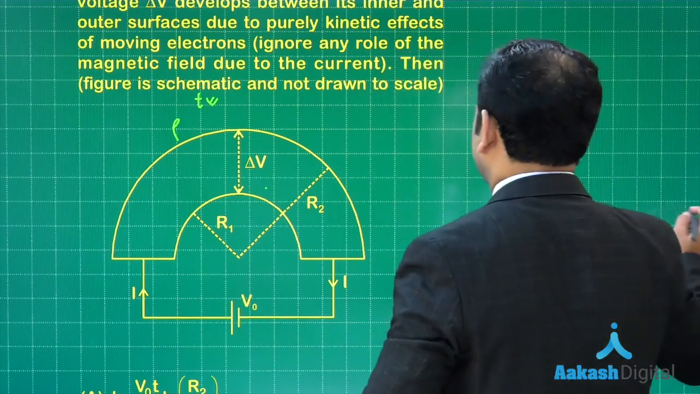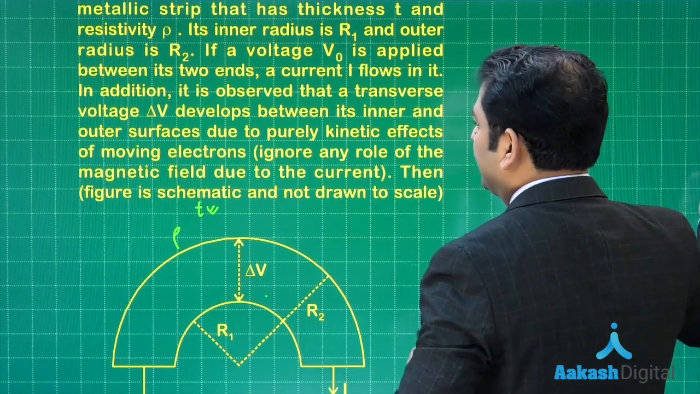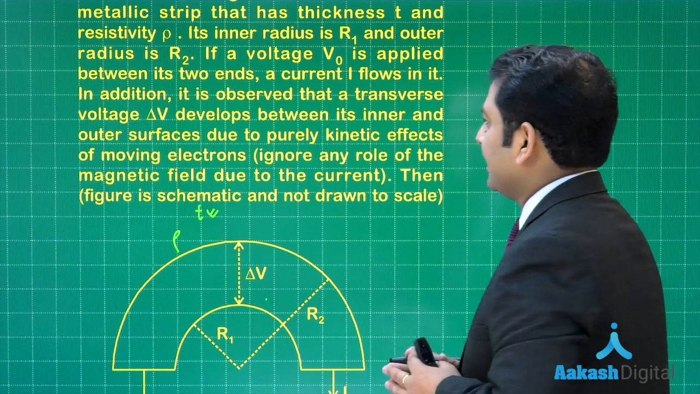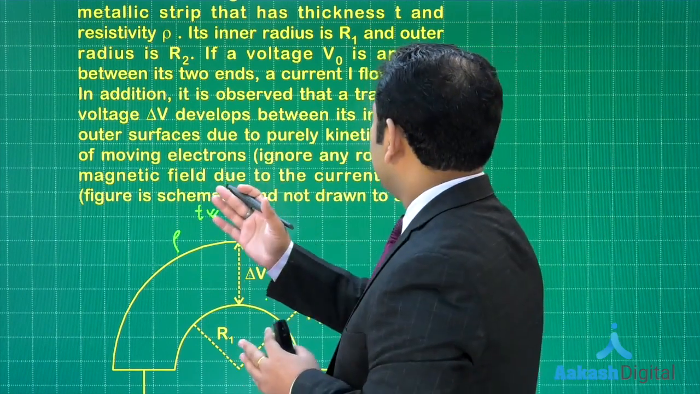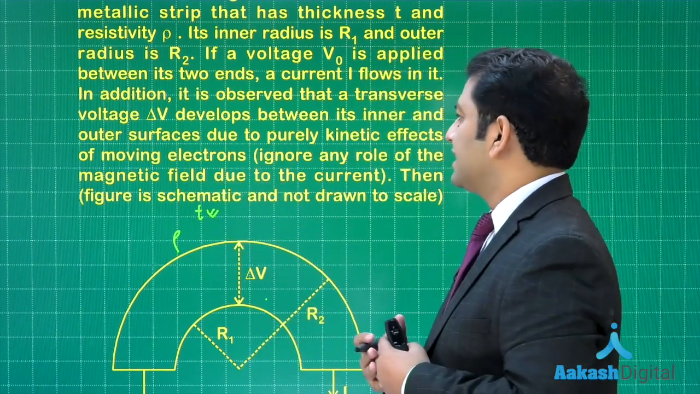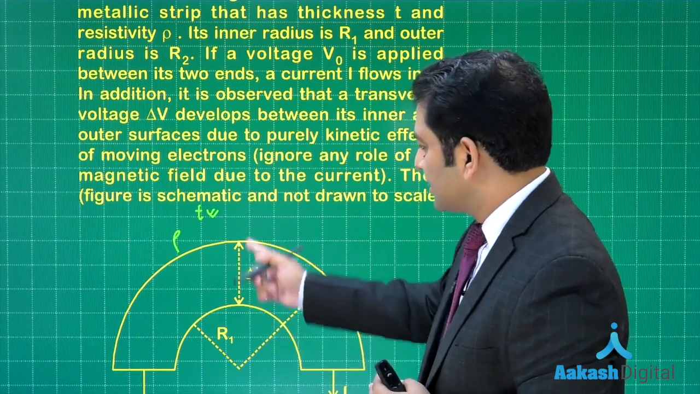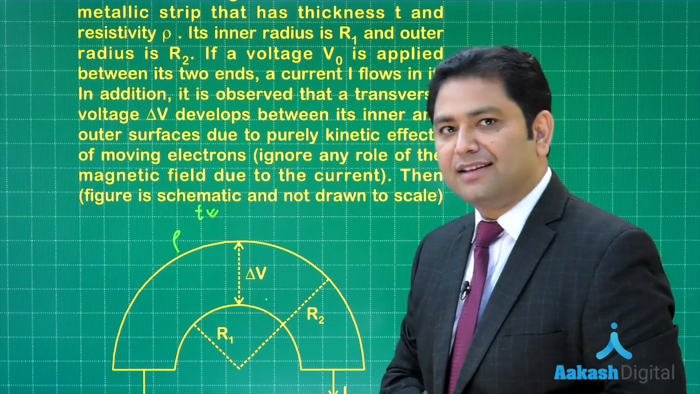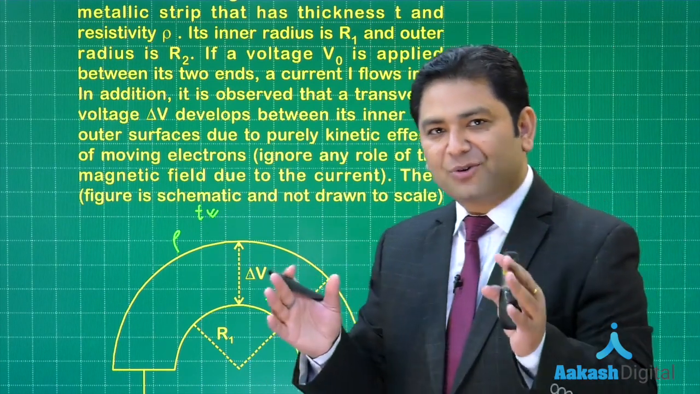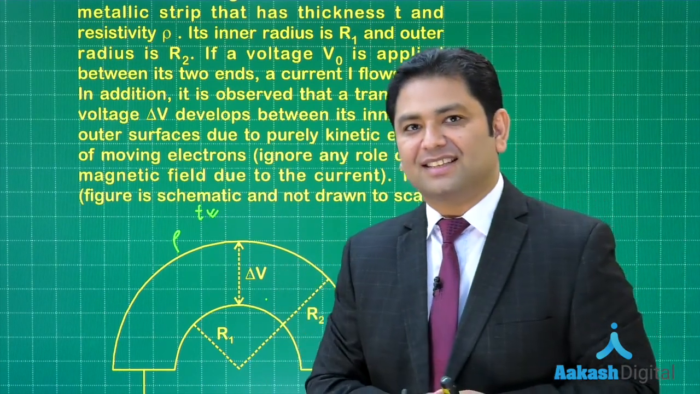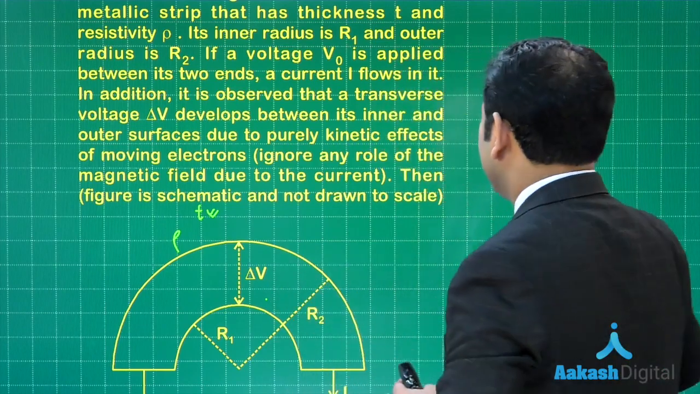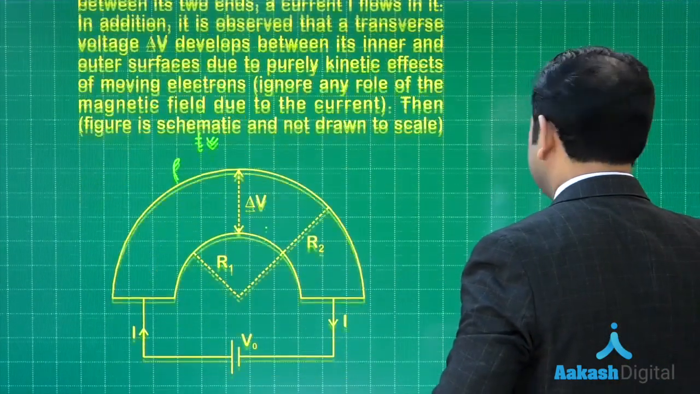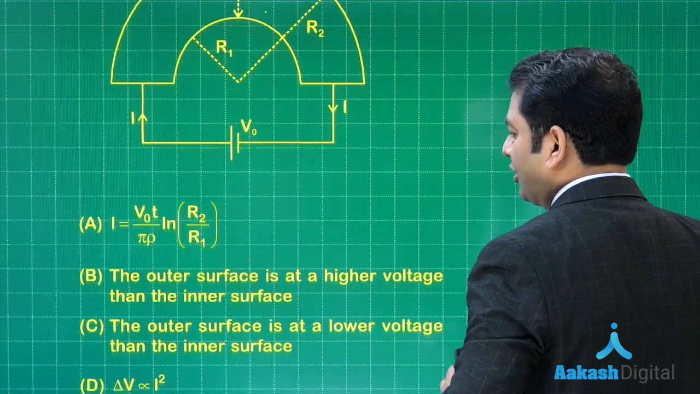Okay, based on that, there is also another factor that the question is indicating. In addition, there is also a transverse voltage delta V, the transverse one, that will be developed between the inner and the outer surfaces. Now this requires a little bit of thought process, and we need to see the value of delta V. So what are the options like?